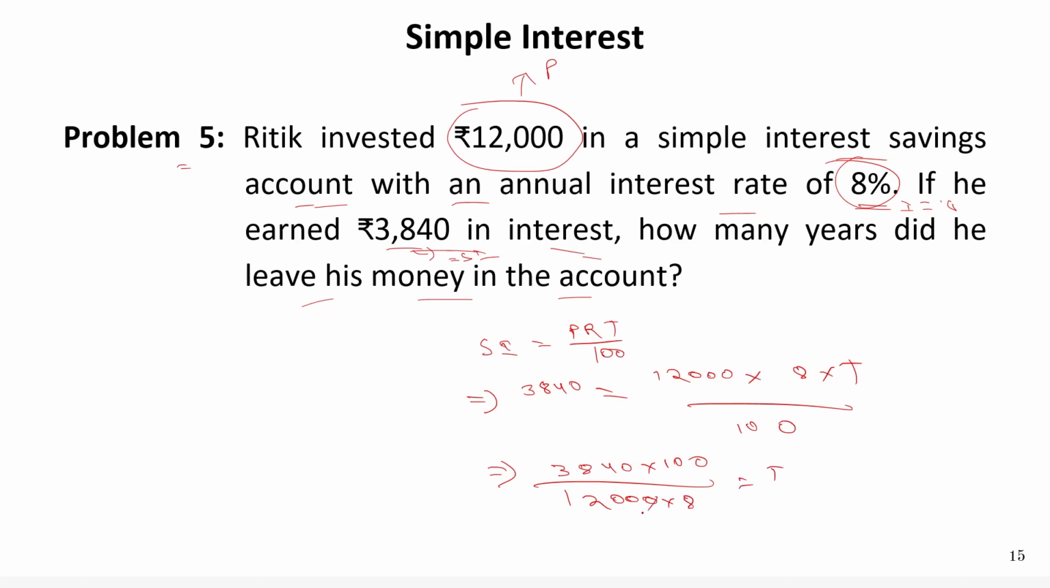So by cancelling the zeros, what we are left with is T is equal to 384 whole by 8 into 12, right? So this will be equal to what? 192, and this will be 4. So this will be what? 96 by 2. So this will be 48, right? 48. So 12 into 4 is equal to 48. So this will be 4. So he left his money for 4 years in the account.